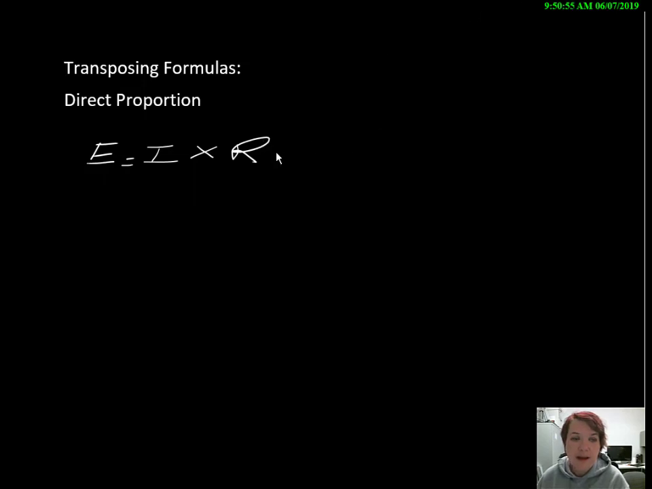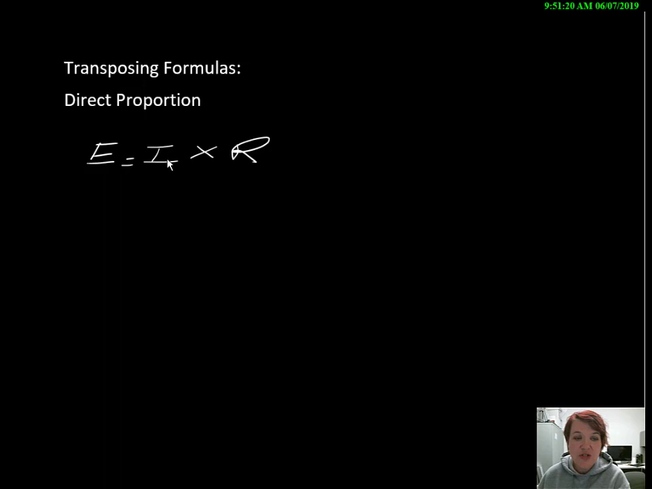The formula that I have here for you is an Ohm's law formula. E equals I times R. So if you had a variable of resistance held constant and you increased the I, the E value would increase proportionally to the amount that the I value increased. This formula is in fact direct proportion.